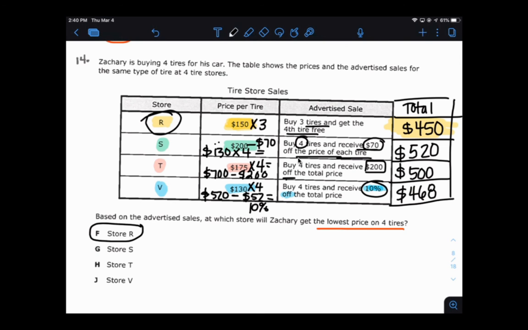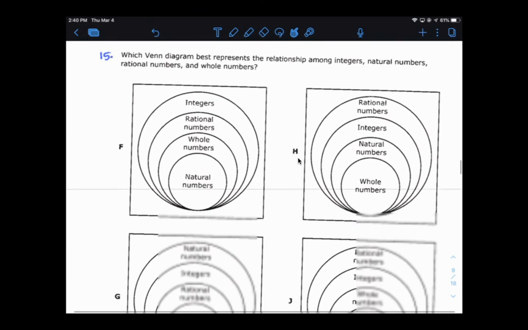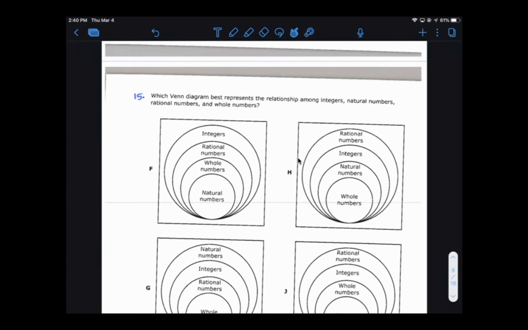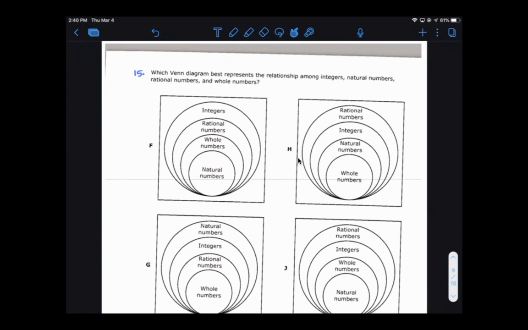There you go. And last question, problem 15. This is nice and sweet. It says, which Venn diagram best represents the relationship among integers, natural numbers, rational numbers, and whole numbers?